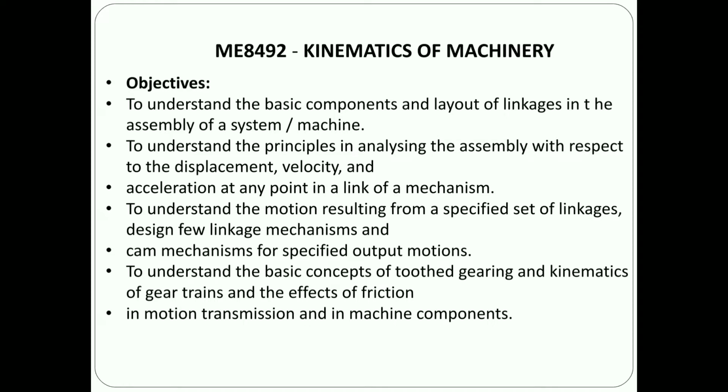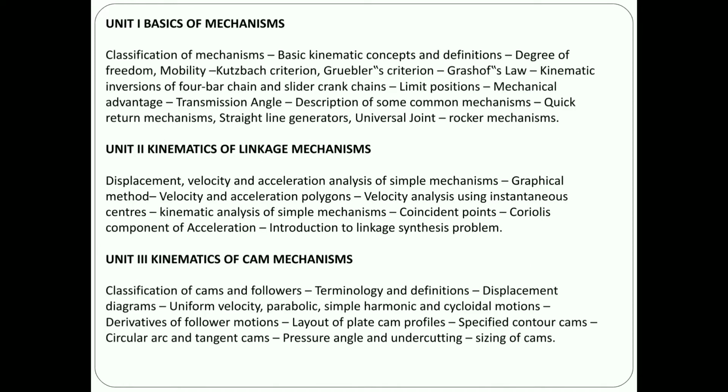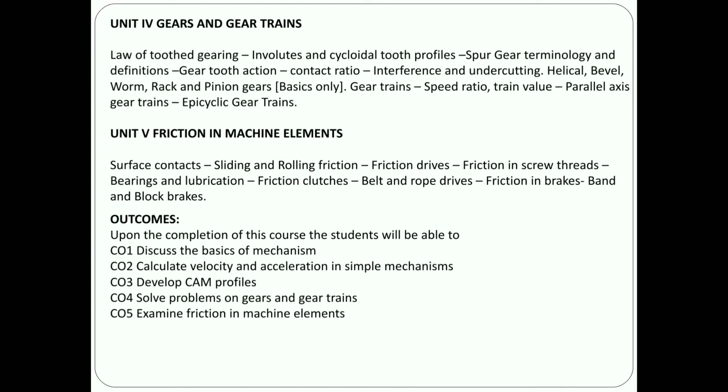Totally we have 5 units. First unit is basics of mechanism. Second unit is kinematics of linkage mechanism. Third unit is kinematics of cam mechanism. Fourth unit is gear and gear train. And the fifth unit is friction in machine element. Today we are going to see first unit, basics of mechanism.